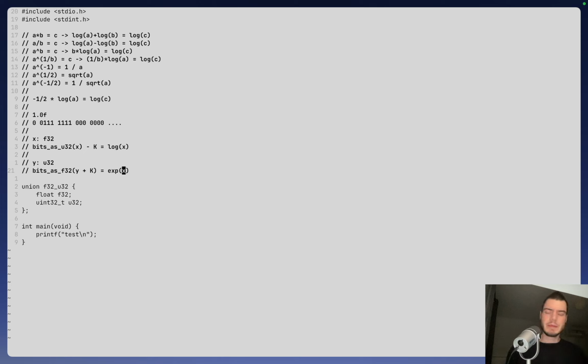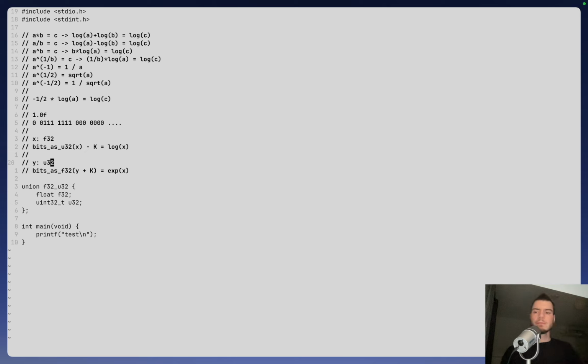So we basically now have all the building blocks to start thinking about what our inverse square root function would look like if we expressed it in terms of these logarithms and bit operations. Actually, I want to think about this again before we do that, just to make sure that this is correct.